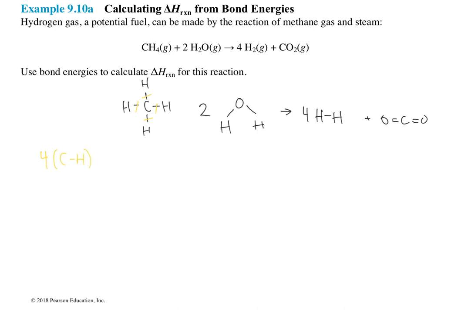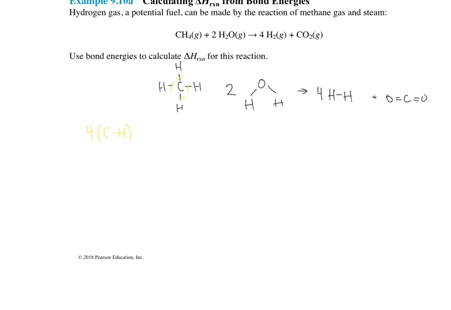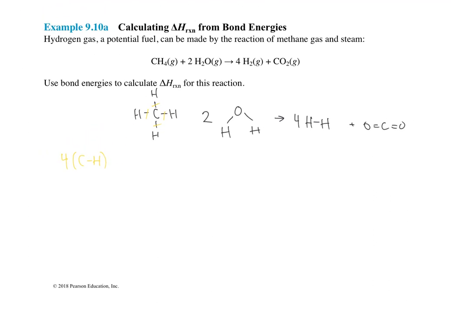in my reactants. So I'm going to do all of my bonds broken first. I have 4 of those. I only have 1 methane, so I just have 4 of those bonds. Now I have 2 waters, and each water has 2 oxygen-hydrogen bonds, so a total of 4 oxygen-hydrogen bonds. Now when I think about the bonds that I'm going to be forming, I have 4 hydrogen-hydrogen single bonds, and I have 2 carbon-oxygen double bonds.